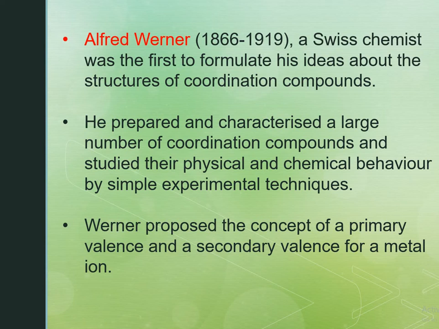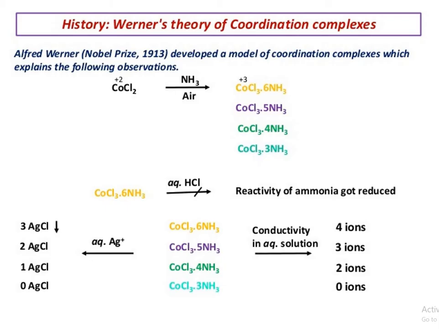Alfred Werner, a Swiss chemist, was the first to formulate his ideas about the structures of coordination compounds. He prepared and characterized a large number of coordination compounds and studied their chemical and physical behavior, and finally proposed the concepts of primary valence and secondary valence for the metal ion. Let us see the history. Alfred Werner also won the Nobel Prize in 1913 for that. He developed a model of coordination complexes which explains the following observations.